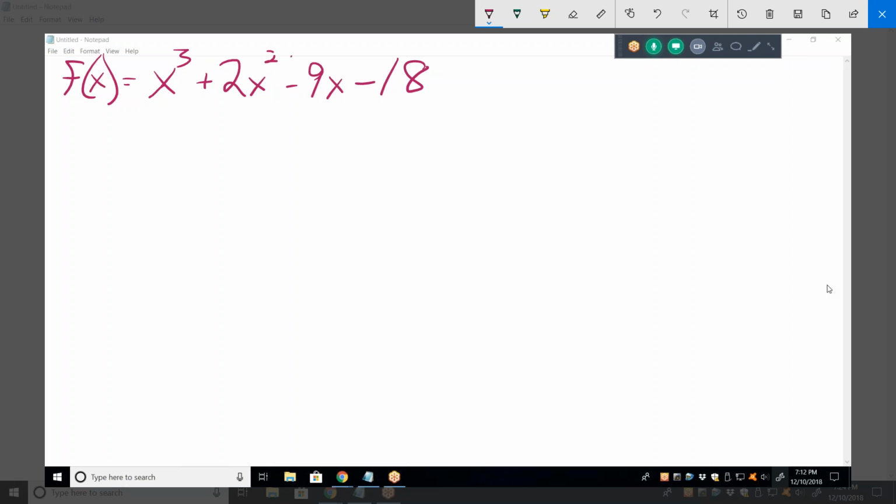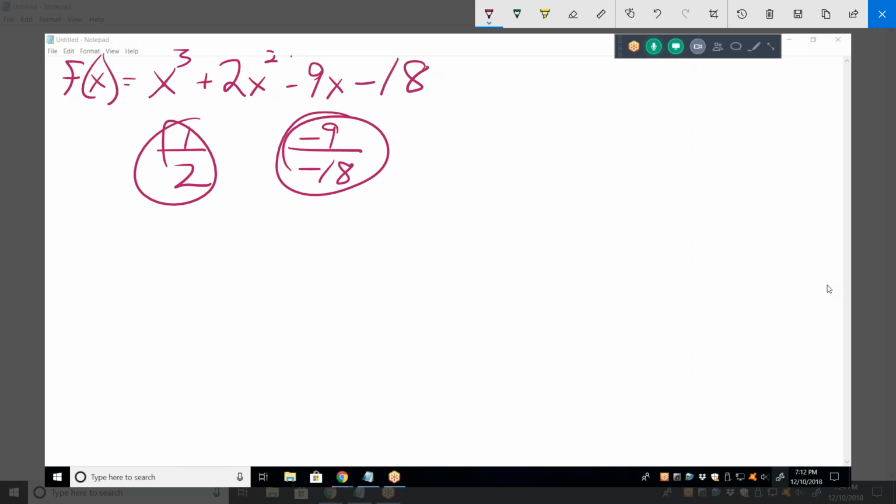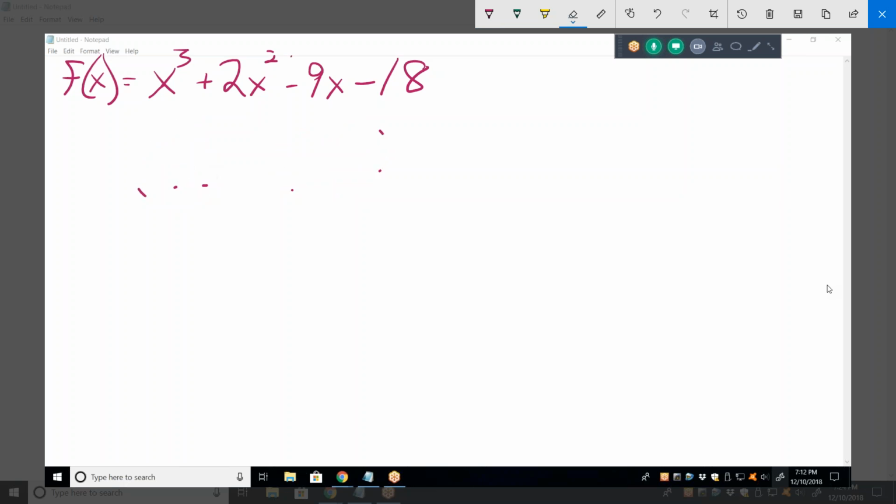Well, in this first group, the ratio of the coefficients is 1/2, correct? Second group, it's minus 9 over minus 18. Those two numbers are the same. That has to be true in order to solve this problem by grouping, which is the only cubic that's easy. All the others are 20-minute problems. But when you can solve it by grouping, it's not that hard.